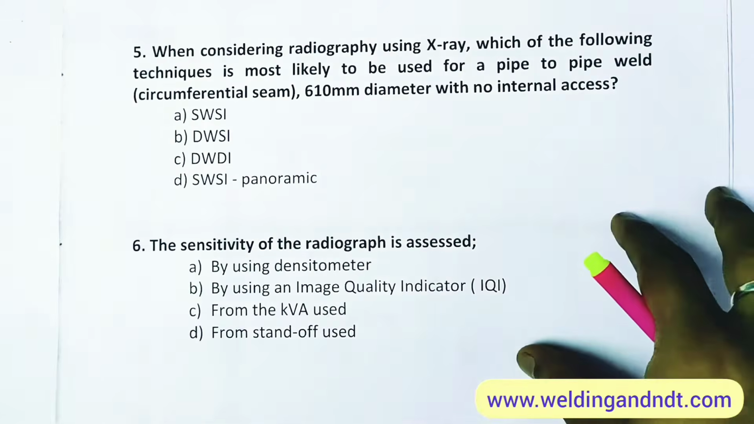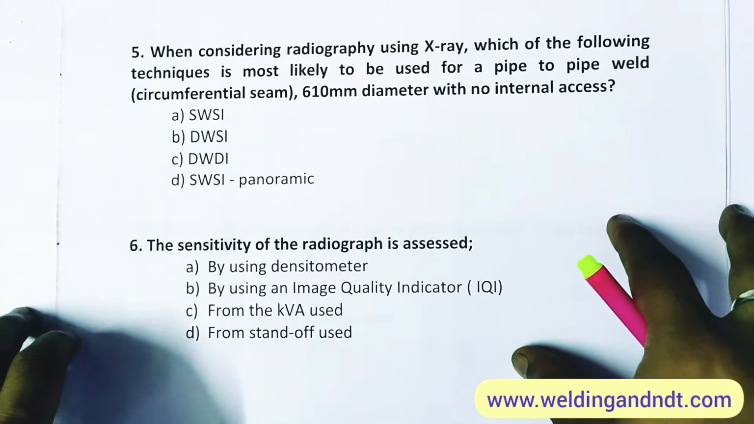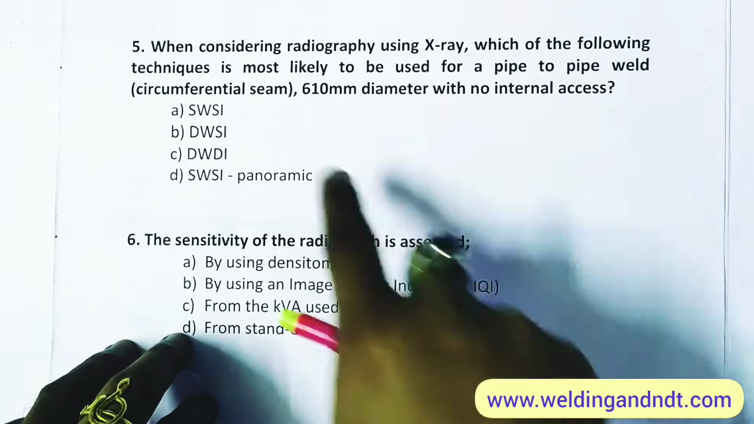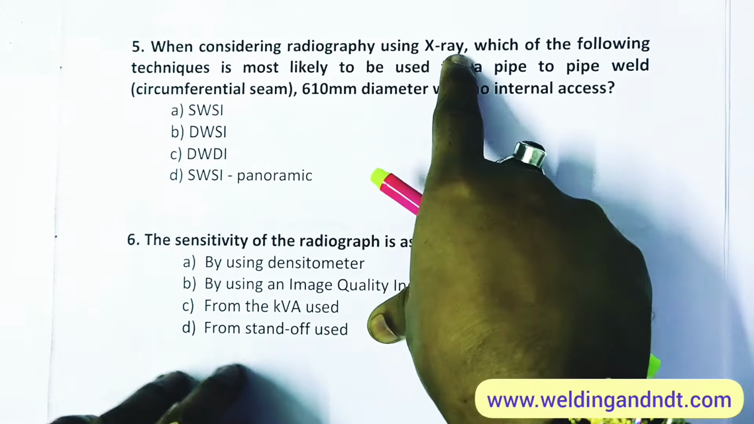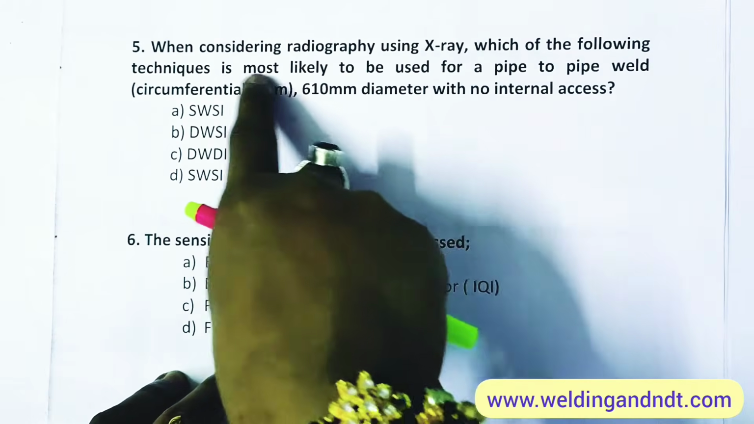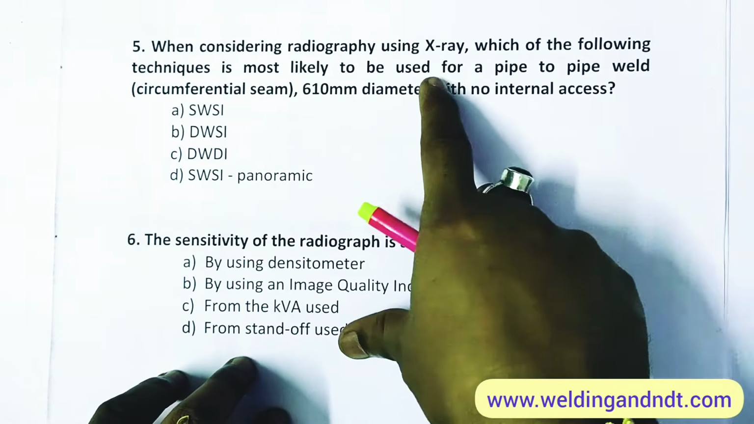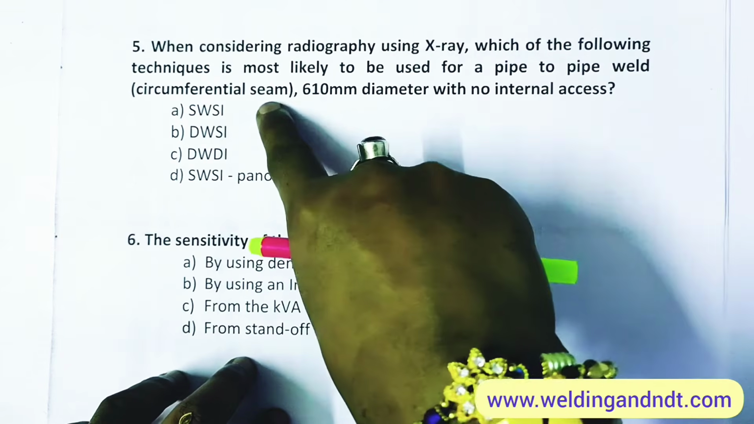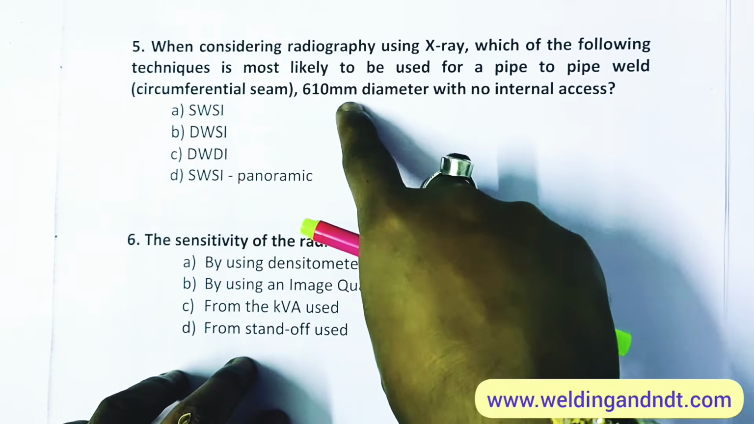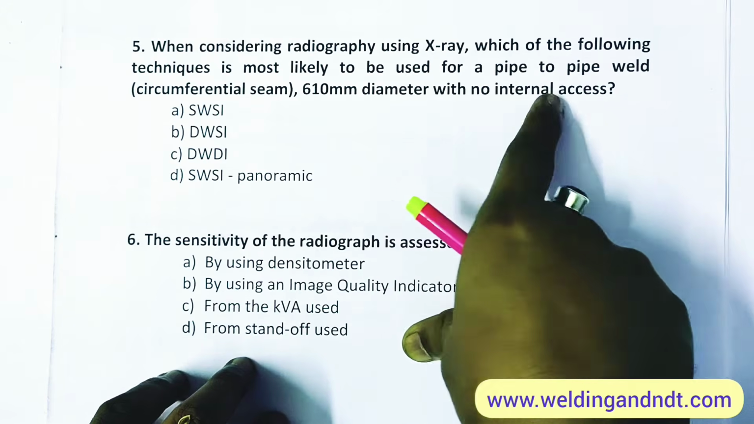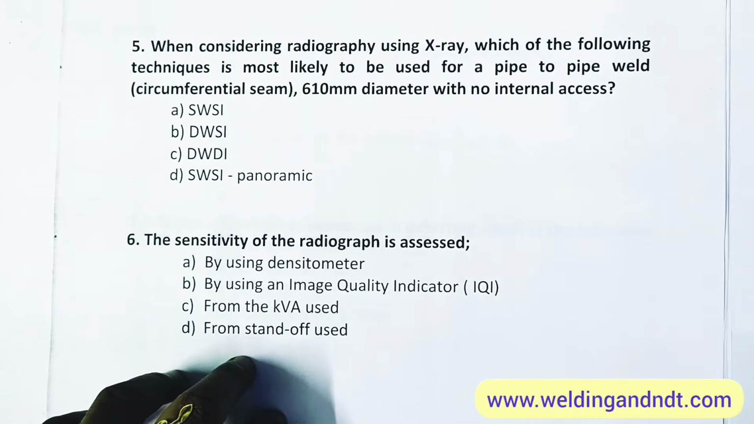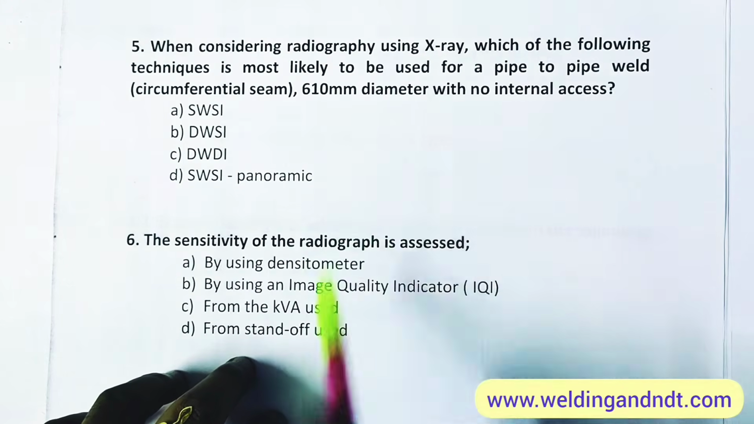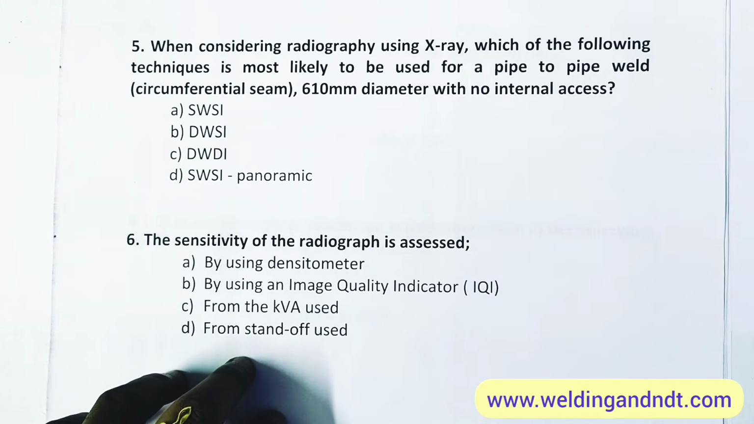So we'll move to our next question. Next question is, when considering radiography using X-ray, which of the following technique is most likely to be used for a pipe to pipe weld circumferential 610 mm diameter with no internal access? So please think for a second, then I will answer this question.